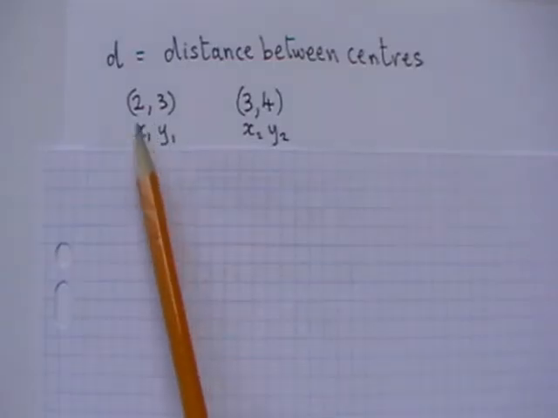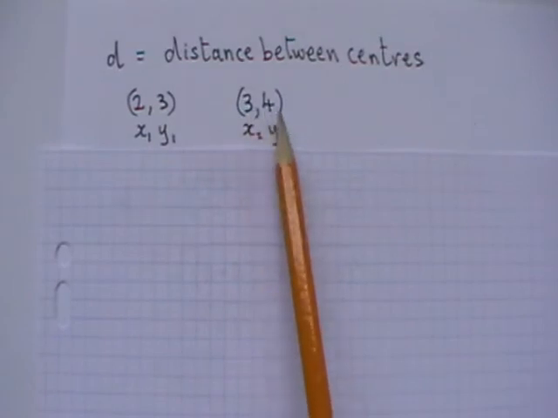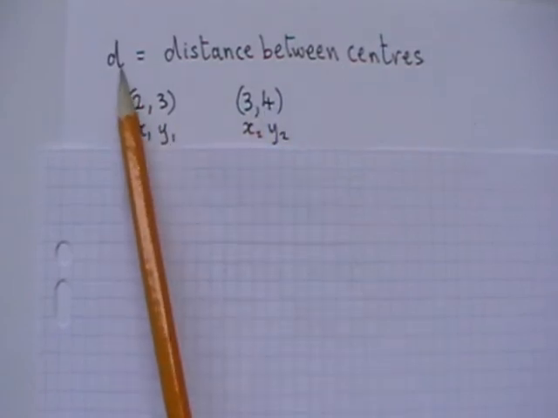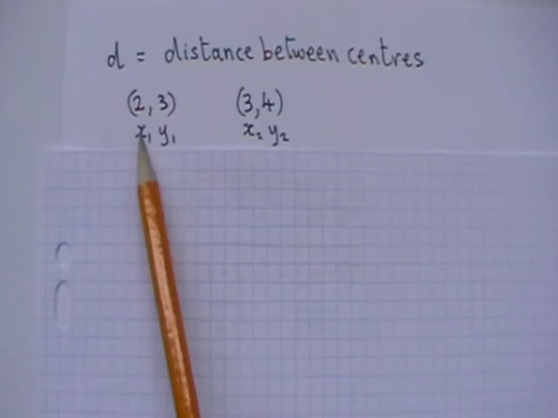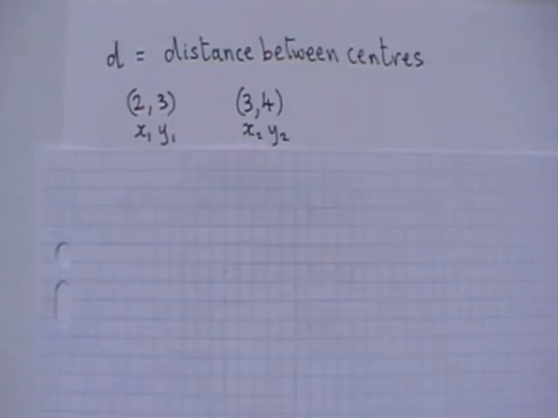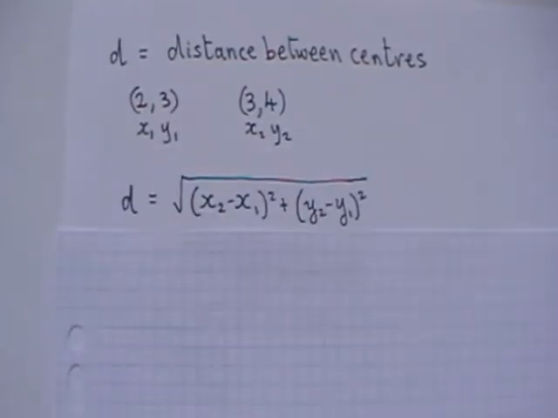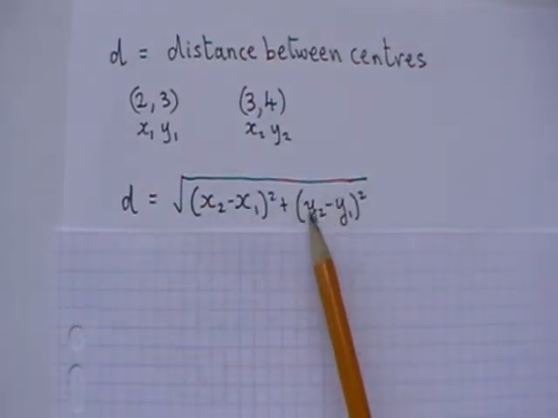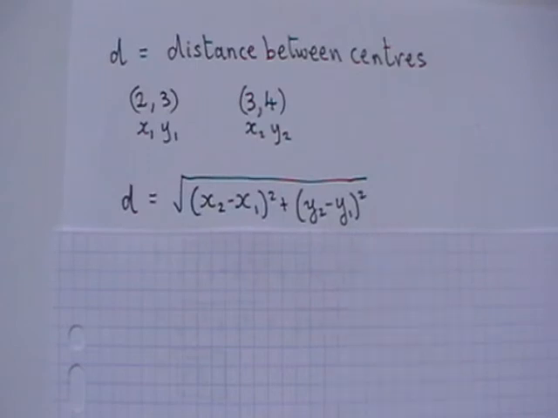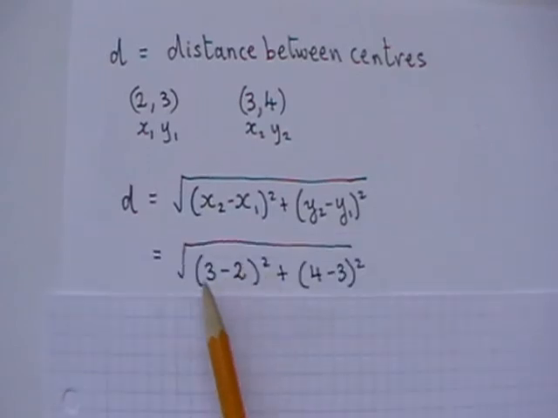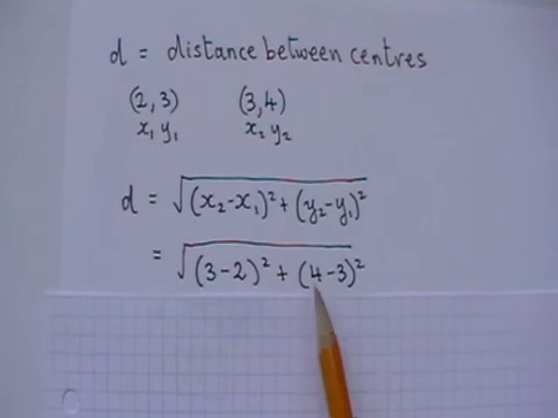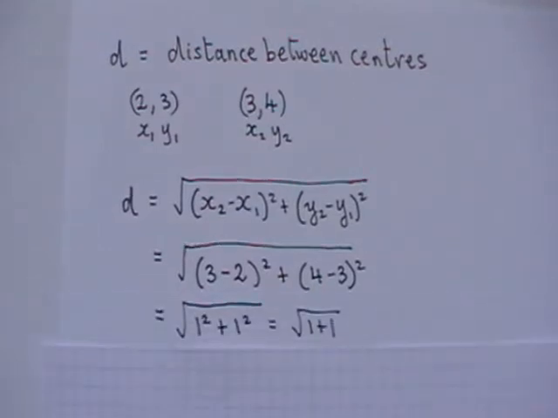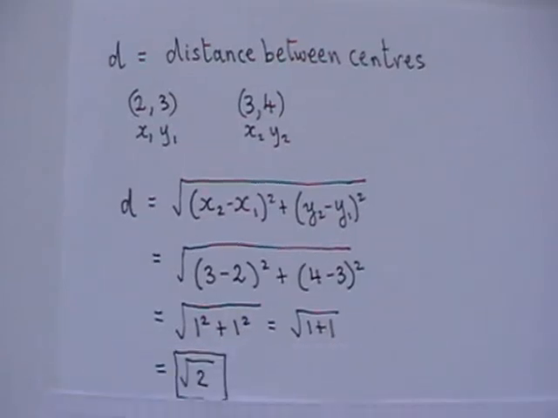And we have the two centres, (2, 3) and (3, 4). Let's find the distance d between these two centres. So we've got this x1, y1, x2, y2. The distance formula, square root of (x2 minus x1) squared plus (y2 minus y1) squared gives us the square root of (3 minus 2) squared plus (4 minus 3) squared. That's 1 squared plus 1 squared under a square root sign. Square root of 1 plus 1 is root 2.